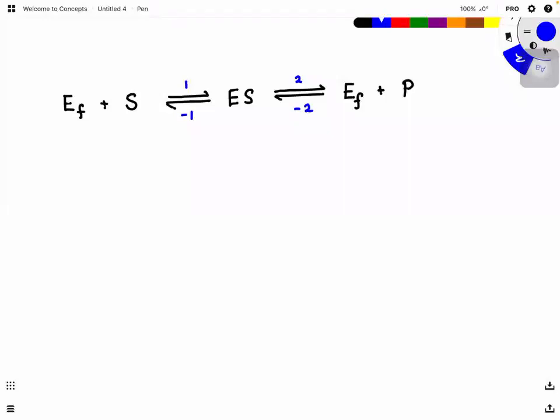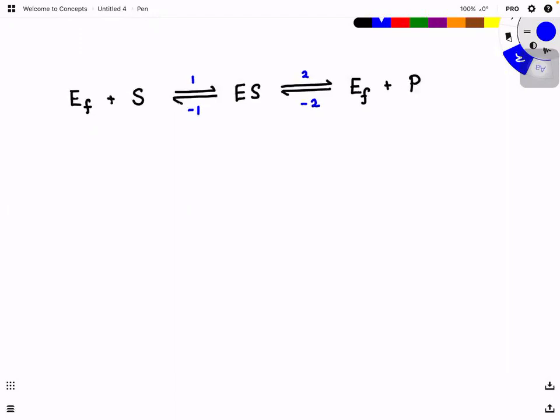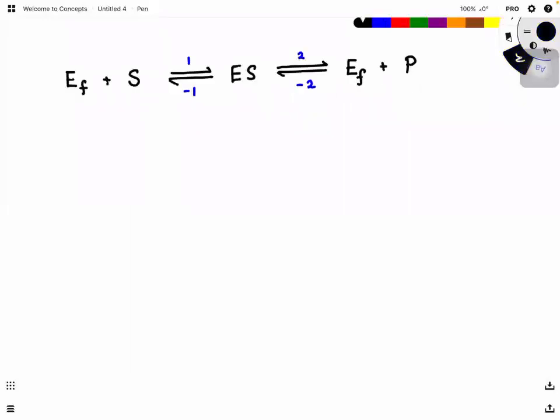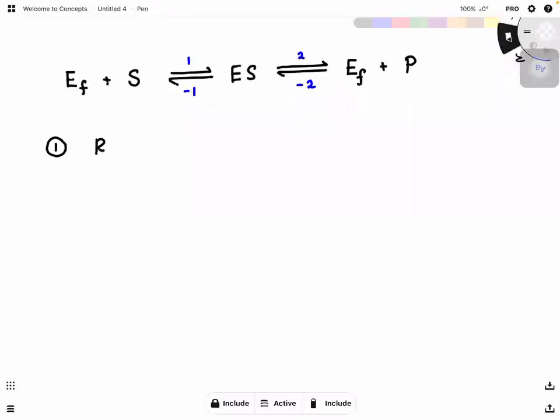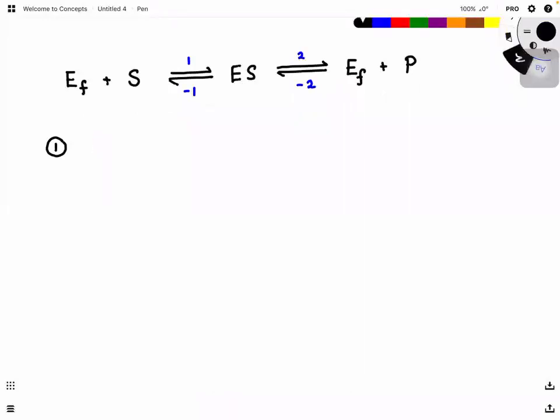Any enzymatic system you have will have this, so this is the general equation. Okay, now if we look at reaction number 1, what is the rate? The R here stands for the rate. The rate of reaction number 1 is proportional to the concentration of the free enzyme and proportional to the substrate concentration.